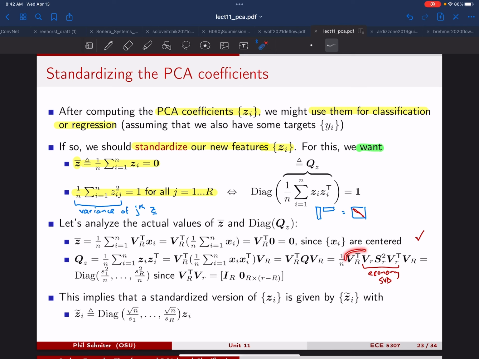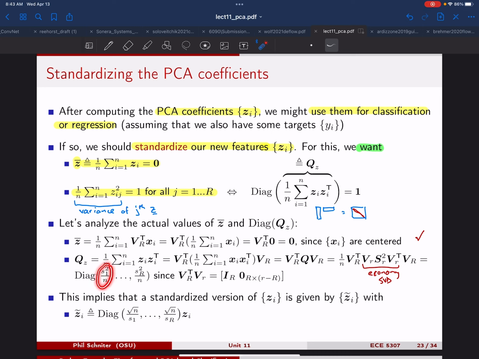So essentially, these things simplify dramatically into the identity cascaded with zeros on either side, and this has the effect of simply extracting the first capital R elements in this diagonal matrix. This diagonal matrix goes from 1 to little r, but after you multiply it on both sides by this, it extracts the first capital R elements, and then you have this SR squared, and the 1 over n appears here. So this is what we see for Qz. This is the covariance matrix. It happens to be diagonal, which means that all the entries in our Z vector are uncorrelated with each other, but they're not scaled in the same way.